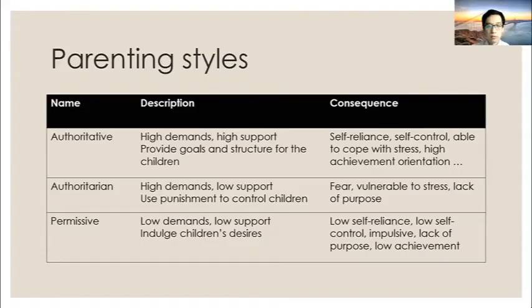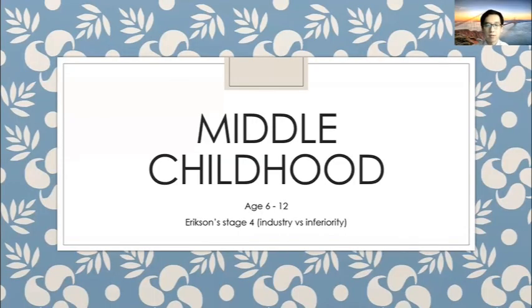So let's go to the next stage, that is middle childhood. That's from age 6 to 12. That is consistent with Erikson's psychosocial view of stage 4. So it's about building self-confidence, industry versus inferiority. So in this stage, the really important thing for them to do is building self-confidence, building the belief that they are capable, they are confident, they are able to do things.